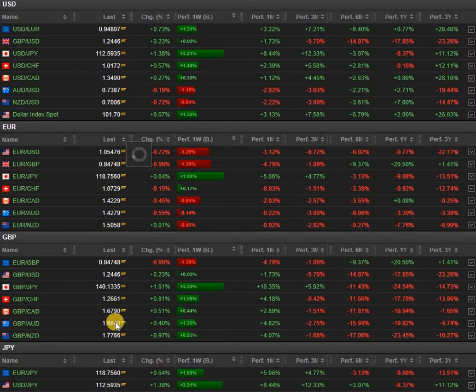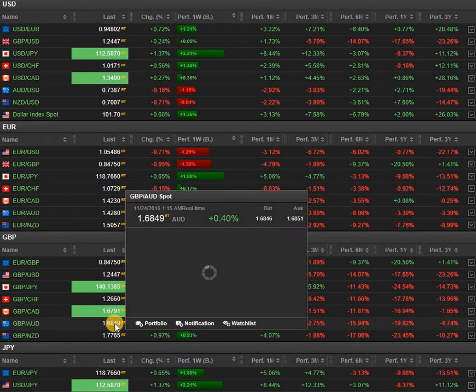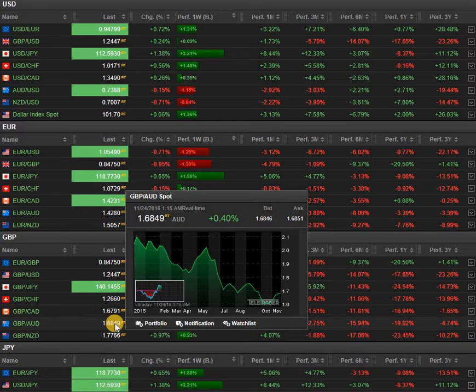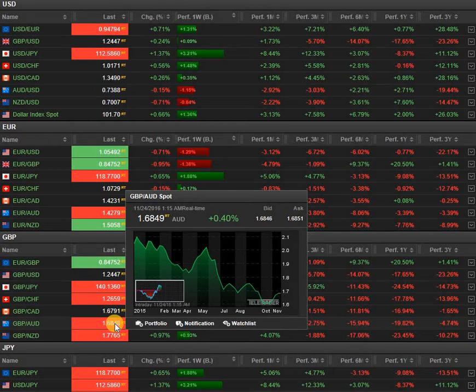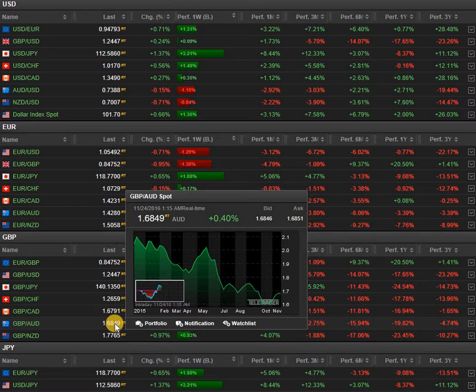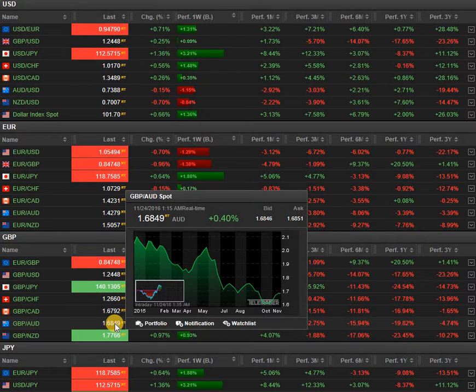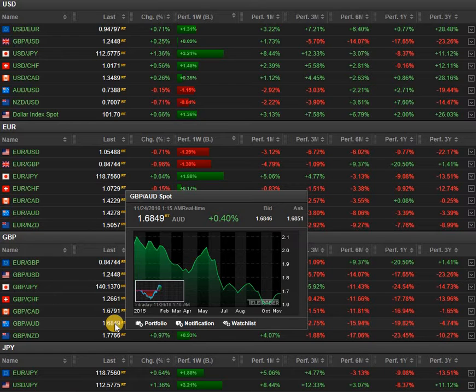Like you have GBP Aussie. Of course, GBP Aussie is a good cross and it is rising because the reason here is Aussie is falling. The denominator Aussie is falling, so as long as Aussie is falling, it would continue to increase. I don't know why Aussie is falling. In my personal opinion, commodities are picking up.